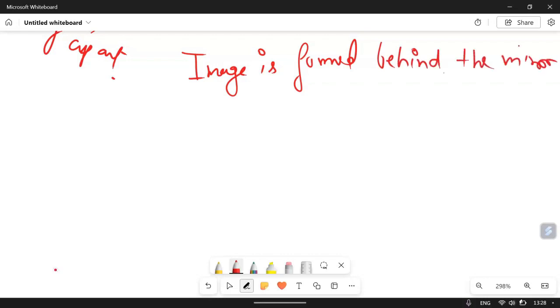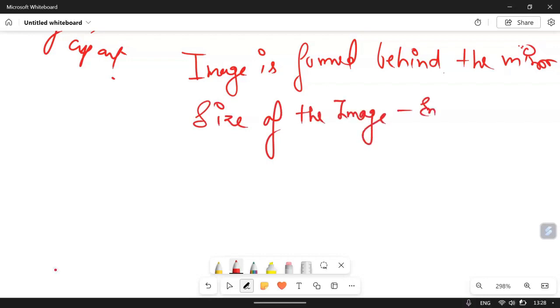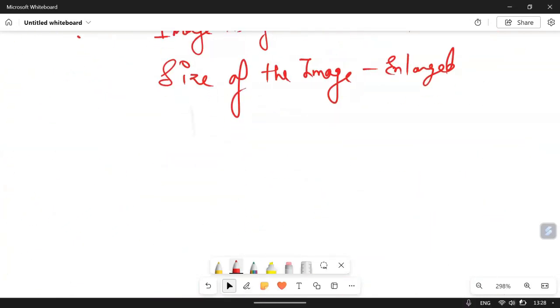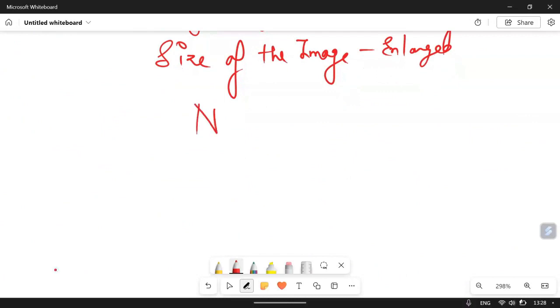As you can see, its image size is enlarged. Size of the image is enlarged. And nature is, see from the image, the nature is virtual and erect. Okay, nature is virtual and erect. I hope you get it.